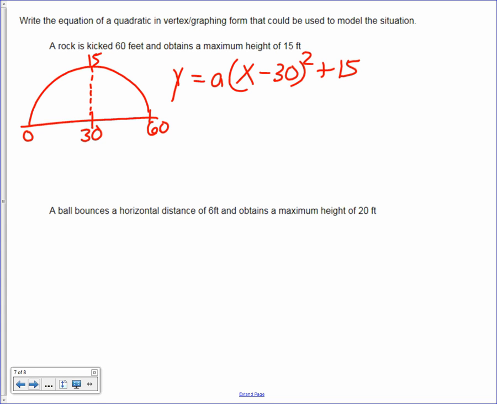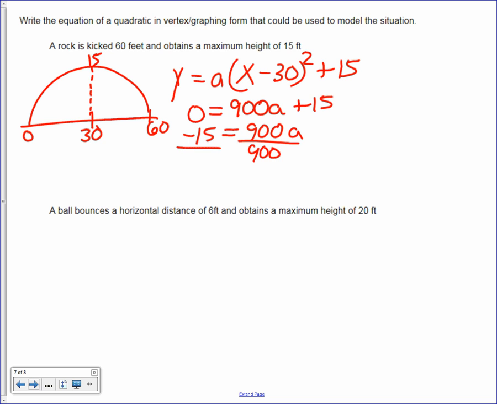So I always plug in 0, 0. So I get 0 equals a times 0 minus 30, which is negative 30. 30 squared is going to be 900, plus 15. So I get negative 15 equals 900a. Divide by 900. And then when I simplify, I end up with negative 1 over 60. So then I just rewrite it. So y equals negative 1 over 60, x minus 30 squared plus 15.